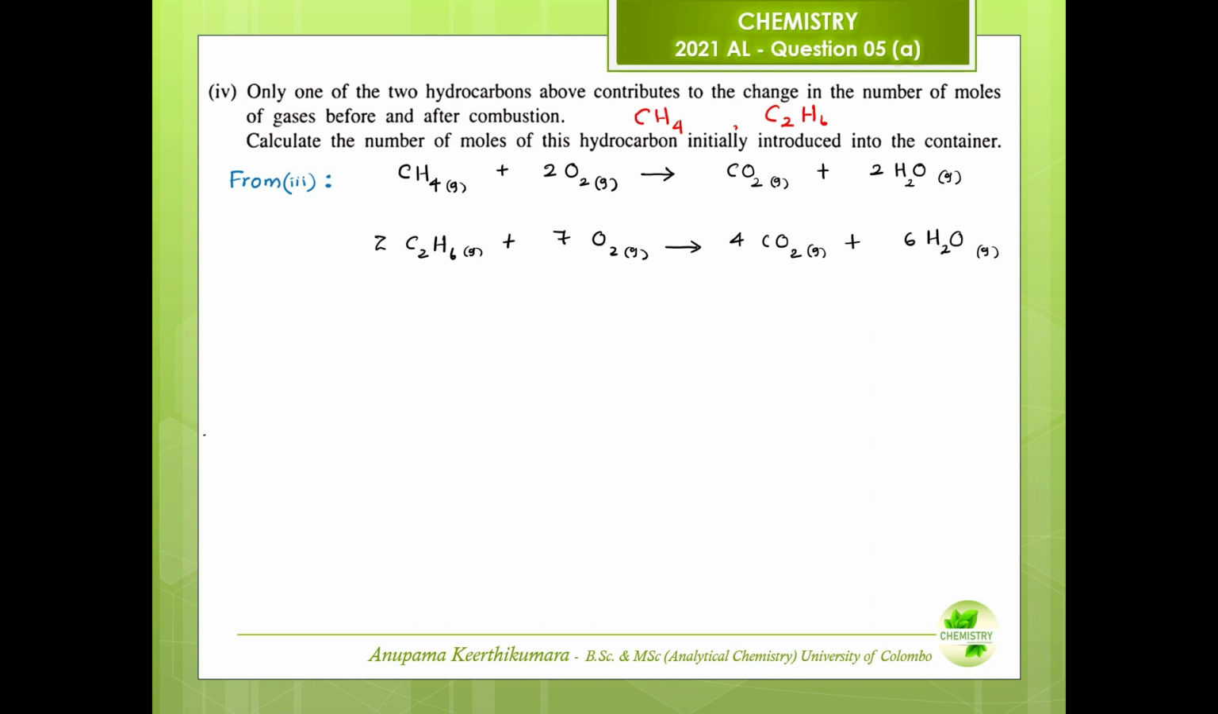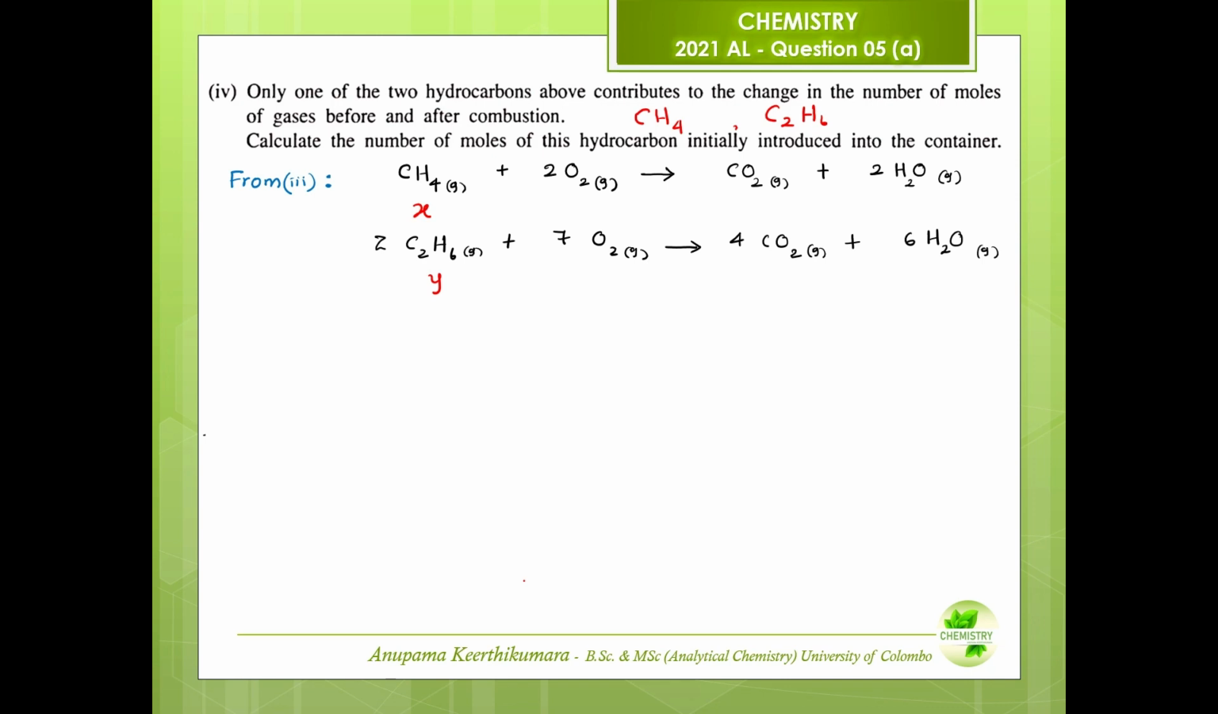To continue, we need the equations we have written for question number 3. Now we will consider the number of moles of CH4 gas in the initial container as X moles. Then the number of moles of C2H6 gas in the initial mixture as Y moles. According to the stoichiometry, X moles of CH4 gas was present.